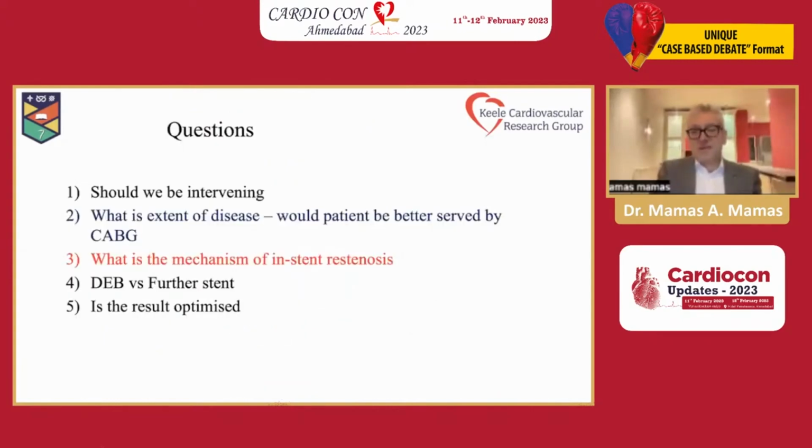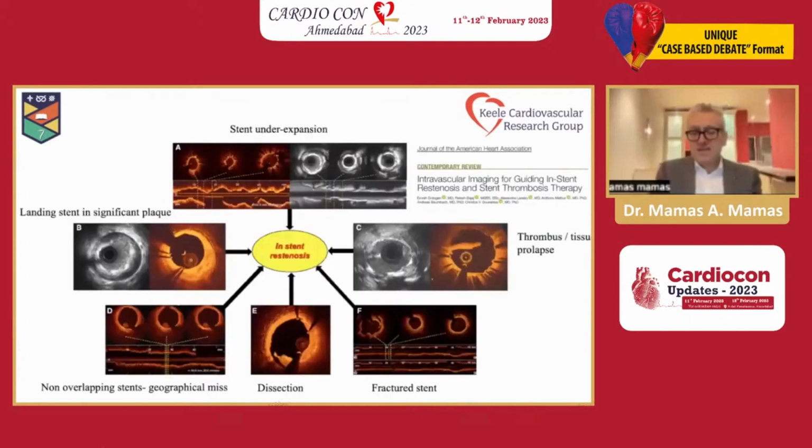The third question, which I think is really quite central to this debate, is what is the mechanism of in-stent restenosis? Because once we understand the mechanism, that is when we can intervene and direct our approach depending on what the mechanism is. And this is really where OCT comes out on top. So stent underexpansion is an important mechanism of in-stent restenosis. And you can see stent underexpansion whether you use OCT or IVUS. Now, there are many reasons why a stent may be underexpanded.